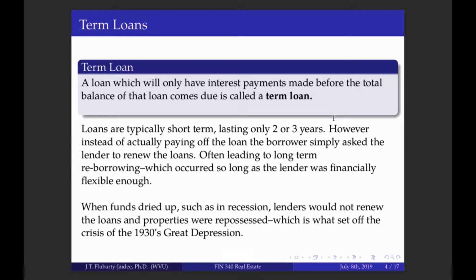Okay, Chapter 11. The beginning of this chapter really deals with making the loans and the types of loans that we have available, and what is a mortgage from a very modern lender's perspective.